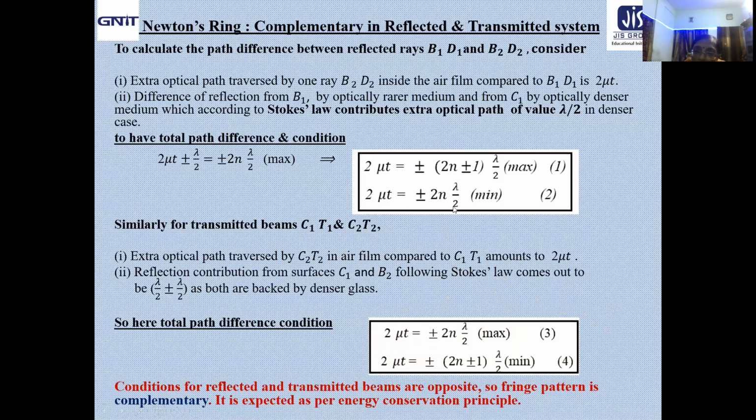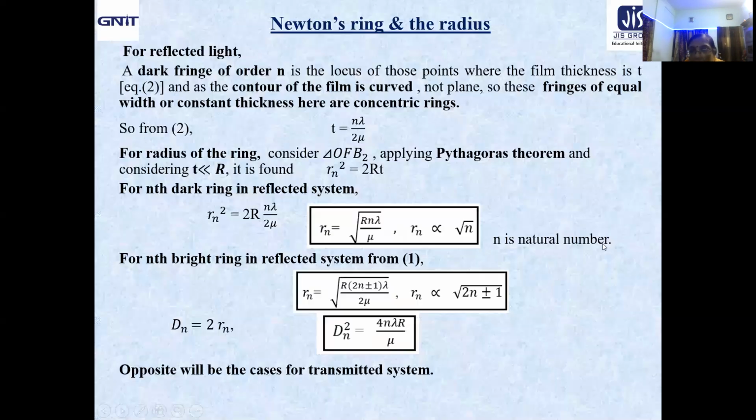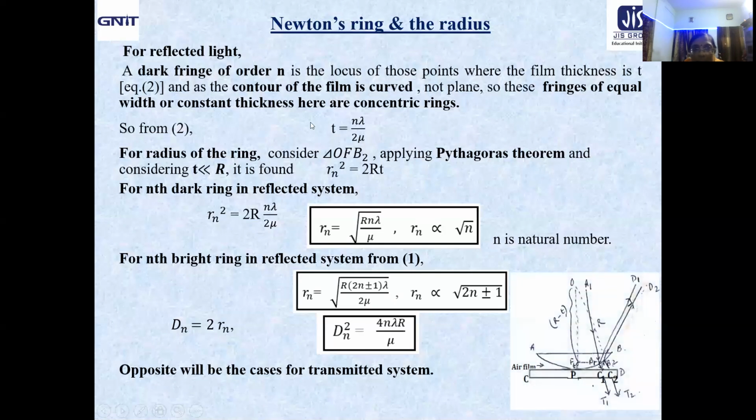Now the 2 will cancel out. So what about T? T equals n lambda by twice mu. Let us take a look.